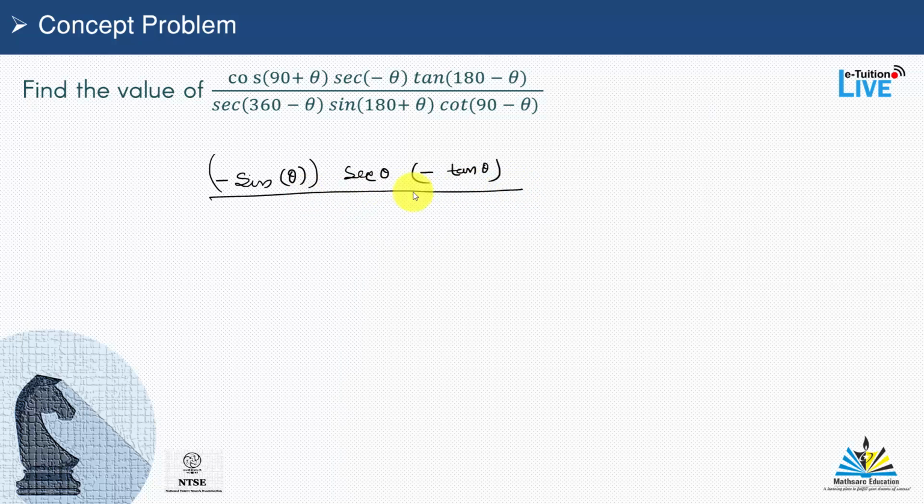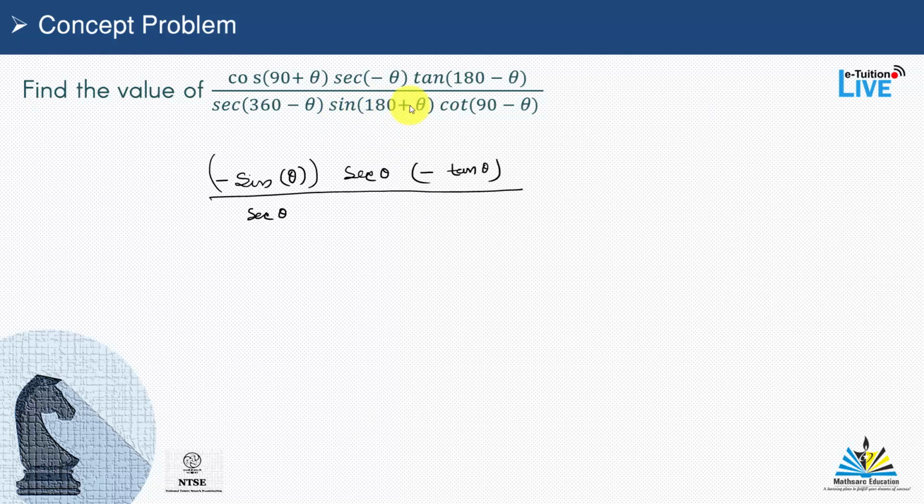upon sec of 360 minus theta. 360 minus theta is a change about the x-axis, and 360 minus theta lies in the fourth quadrant, and in the fourth quadrant sec is positive. Change about the x-axis means there is no change in ratio, so this must be sec theta, and in the fourth quadrant sec is positive, so we will have a positive sign here.